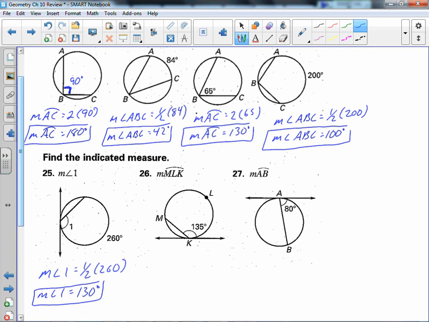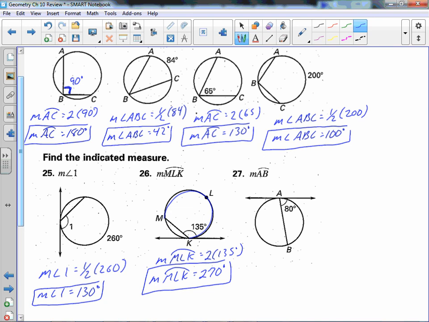All right. 26, we want the measure of arc MLK, which is the arc intercepted by angle K there at 135 degrees. And so the measure of arc MLK is going to be twice the measure of the angle, 2 times 135 degrees. So the measure of MLK, 270 degrees.